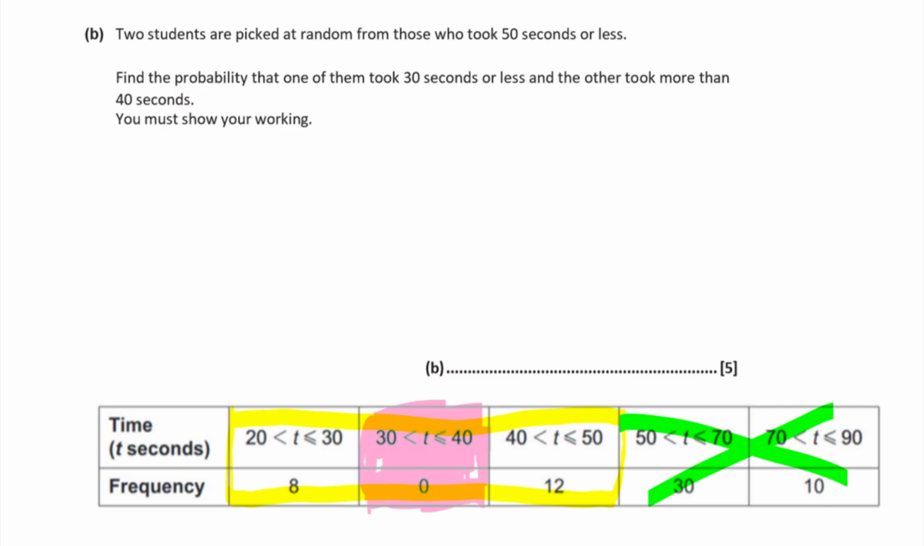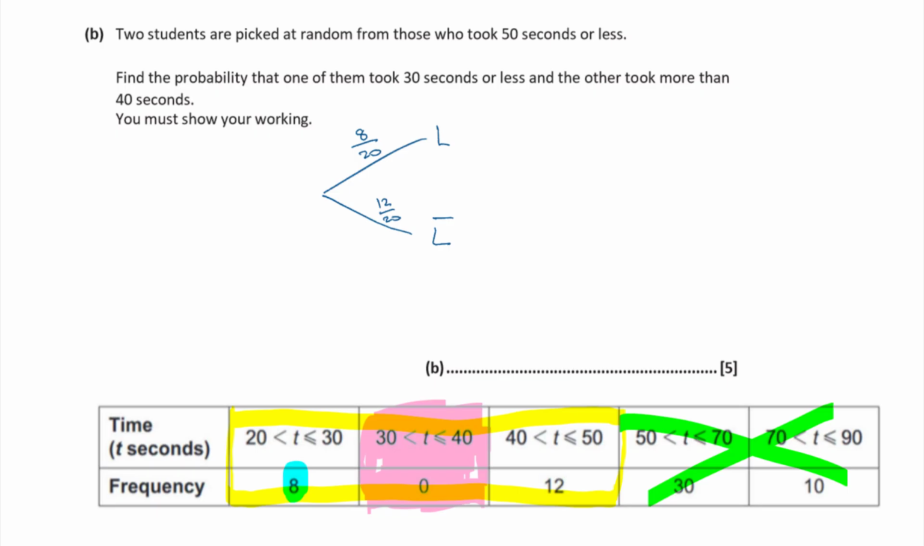So if we drew that on a tree diagram, now I'm going to call this outcome L for getting 30 or less, and this one not L for not getting 30 or less. Now you can see the probability, well, there are 8 people who got 30 or less out of a total of 8 plus 12, out of 20. So that means the probability of picking 30 or less is going to be 8 out of 20, and not less is going to be 12 out of 20 for the first selection.